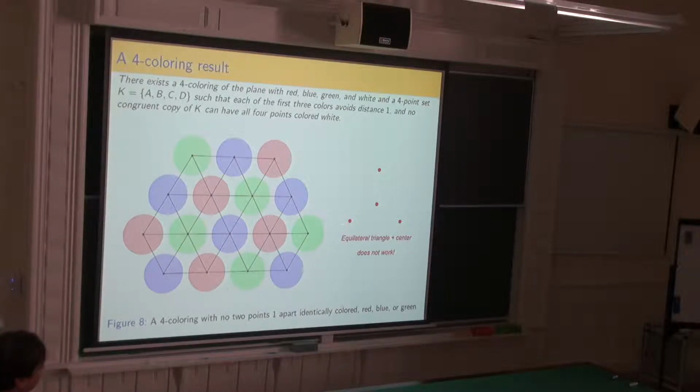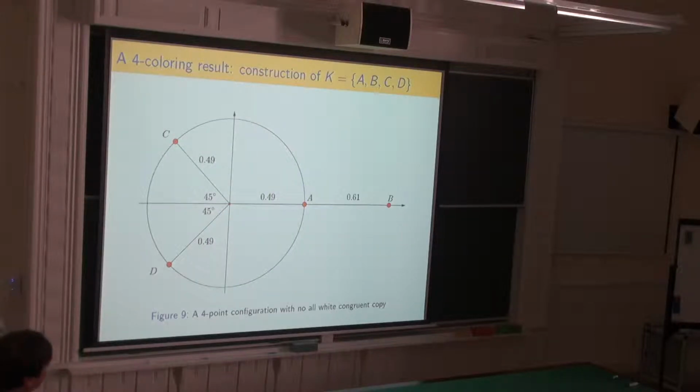And again, it's kind of natural to expect that something like an equilateral polygon plus the center does the trick. But it doesn't. It doesn't because if you place the center of the equilateral triangle right here, since the triangle has 3-fold rotational symmetry, and so does this particular covering, as soon as you're going to have one white point, you're going to have all 3 of them. So this doesn't work.